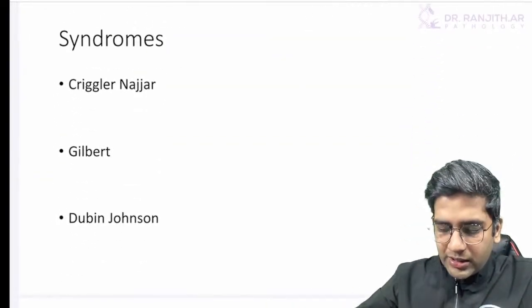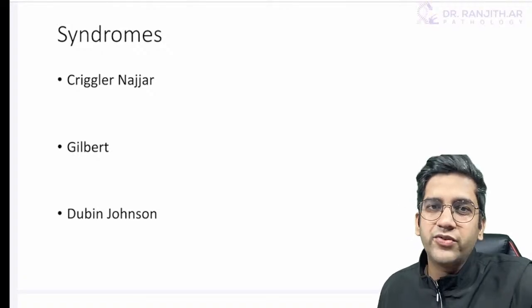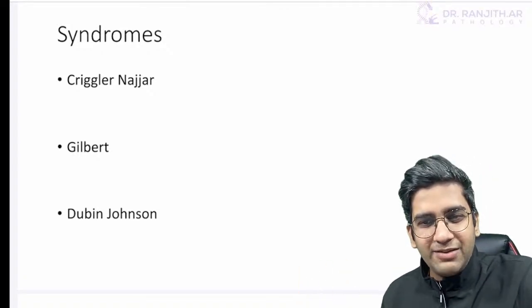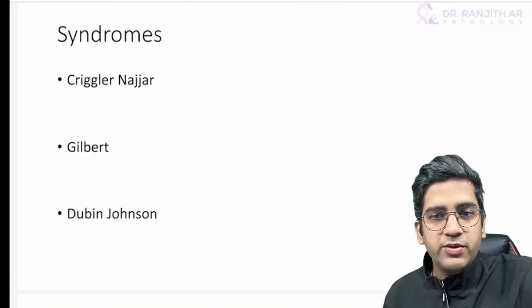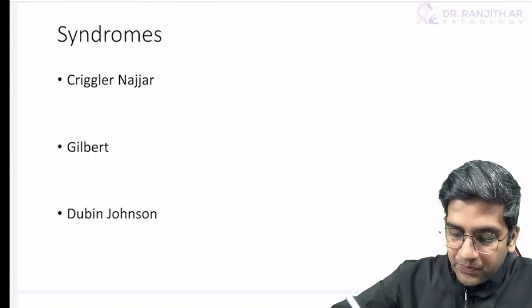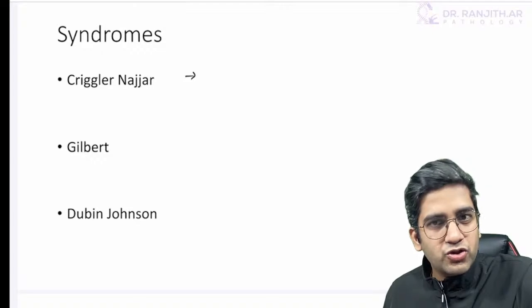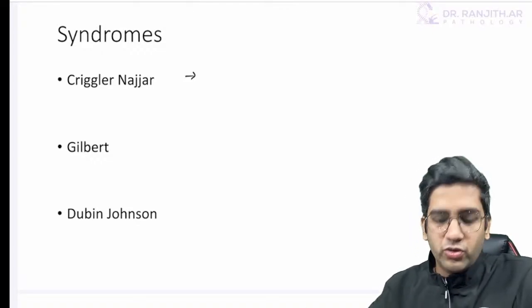Three things: Crigler-Najjar, Gilbert, like Lion said, and your Dubin-Johnson. Rotor also, if you want to add, you can add. If you forget Rotor, it's fine, because Rotor is not very important, at least from a second year point of view. If you remember and write Crigler-Najjar and Dubin-Johnson, Crigler-Najjar and Gilbert, that should be more than enough, right? So Crigler-Najjar, again, see whether it's a short answer or a long answer. Based on that, trim it. If it's a long answer, based on that, write it a little bit more, right?